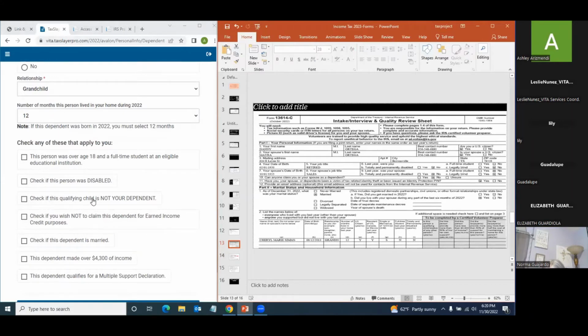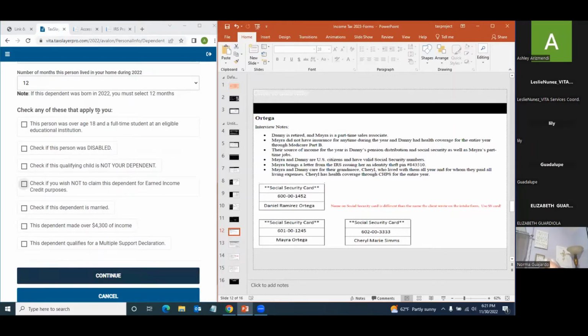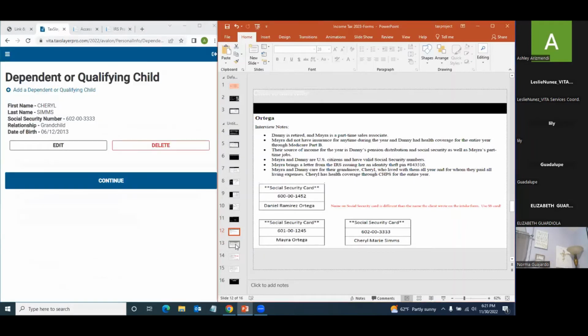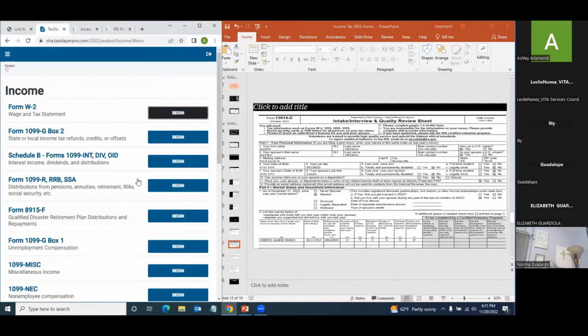Check if this is a qualifying child, is not your dependent. She is their dependent because they provided all year support, all living expenses. She is not married. She did not work and make 4,300. And she doesn't qualify for a multiple support declaration. So we're gonna leave all these blank and press continue. And remember, we wanna make sure that everything is filled in correctly.